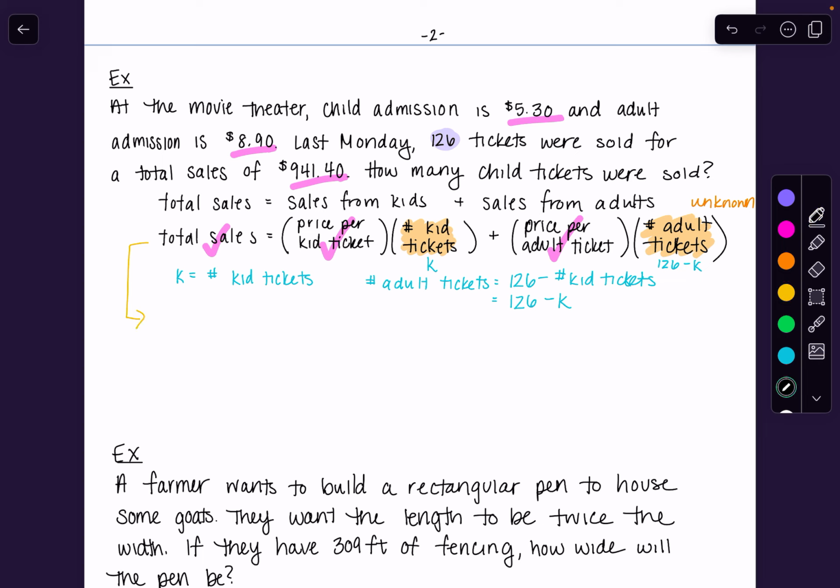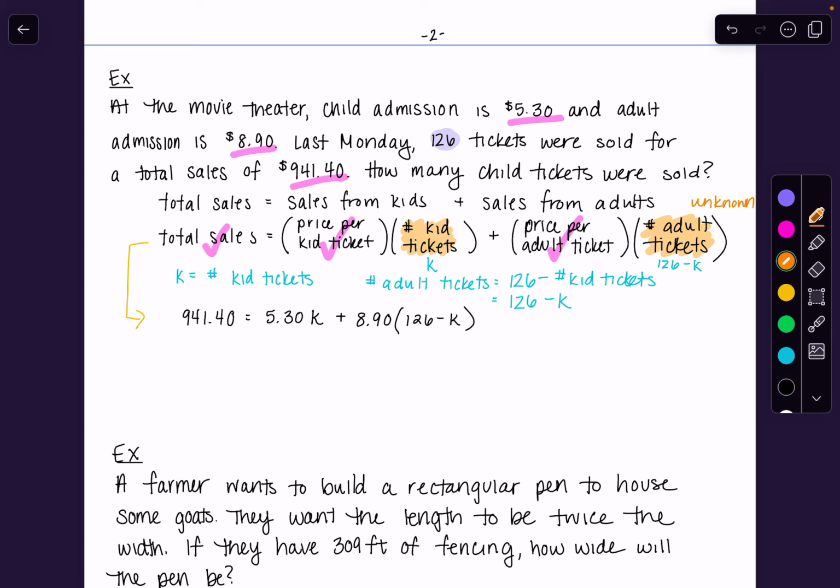Our total sales is $941.40. The price per kid ticket is $5.30. The number of kid tickets is K. The price per adult ticket is $8.90. And then I need to multiply that by this whole expression, which is the number of adult tickets, 126 minus K. So that's left me now with a single equation involving this variable K that I want to now solve for.